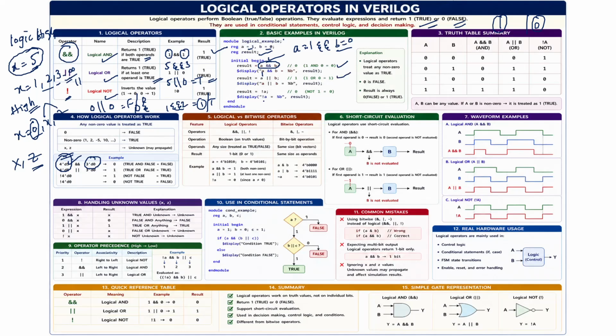And the NOT operation means the complement of the input. Whatever input you take, if you consider a high value, you get the output low, and if you consider a low value, you get the output high.